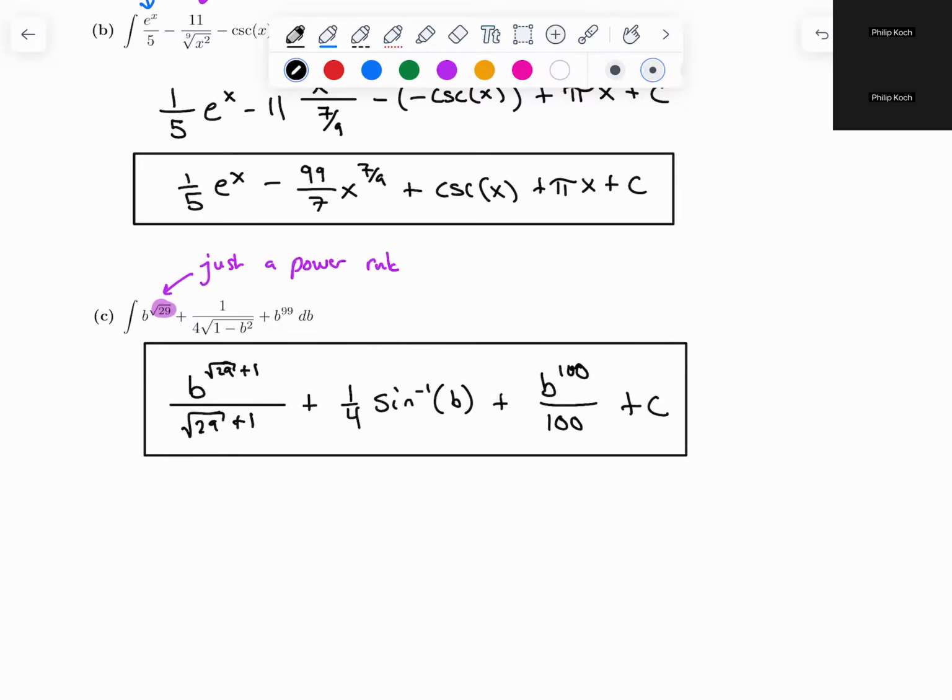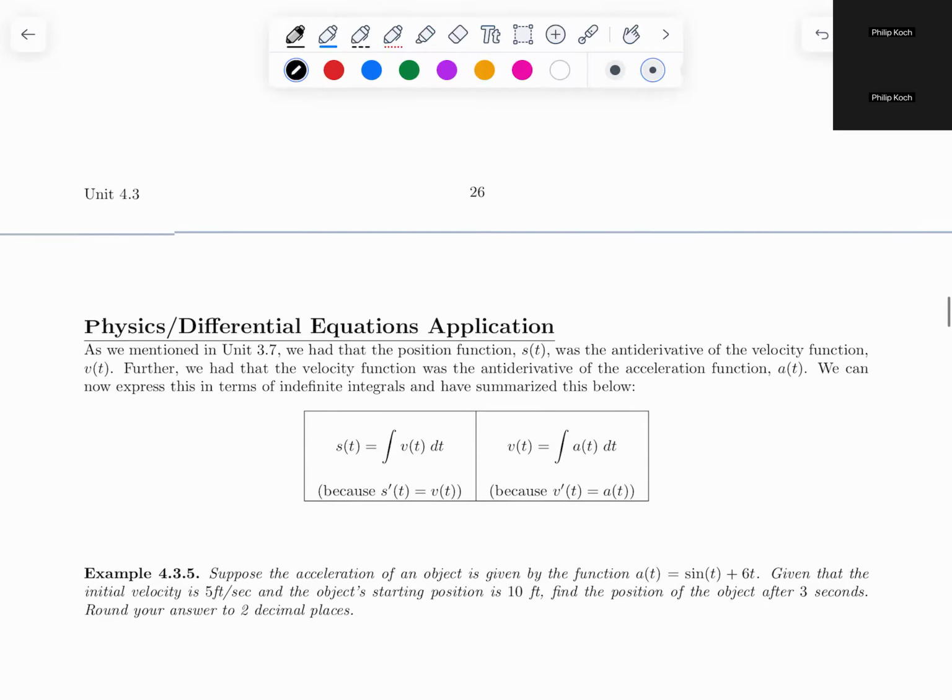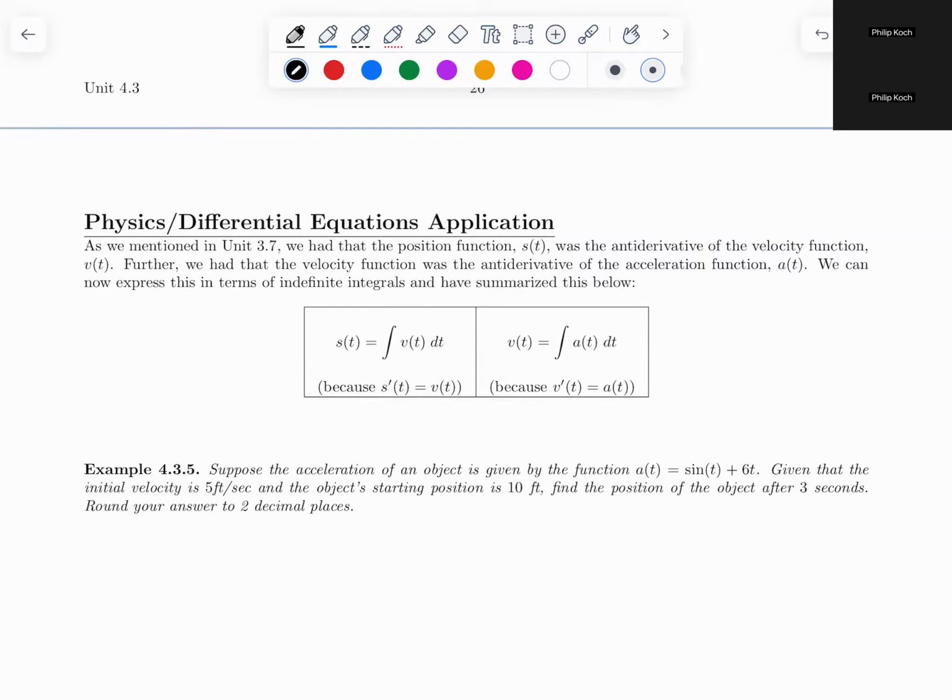Last thing before we get on to the most important section of Unit 4 is remember that we have physics applications. We learned that the derivative of the position function s of t is the velocity, and the derivative of velocity is the acceleration. So we have the backwards direction now that we have antiderivatives, or in this case, indefinite integrals. If you take the indefinite integral of the acceleration, you get the velocity. If you take the indefinite integral of the velocity, you get the position function.